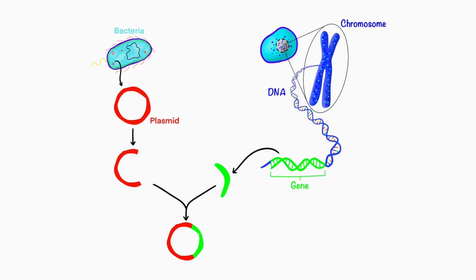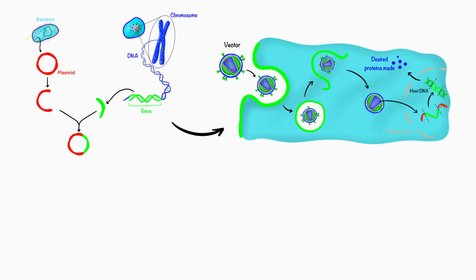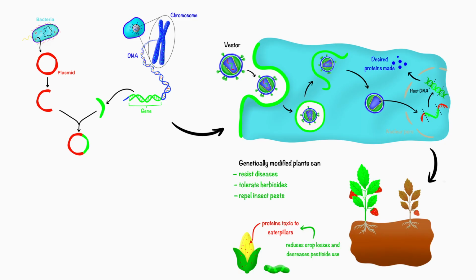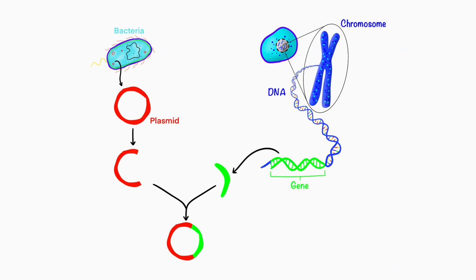Genetic engineering represents one of the most powerful technologies in modern biology, enabling scientists to transfer genes between completely unrelated organisms. In this video, we'll look at what genetic engineering is, how scientists transfer genes between organisms, real-world applications, and benefits and concerns of genetic engineering. Let's start by defining genetic engineering and its unique capabilities.